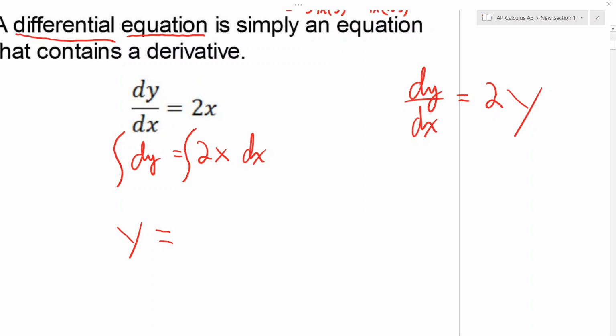Yeah, and this is a very easy example. The integral of 1, this is really a 1 in here. Integral of 1 dy is just y. Cool. And the integral of 2x dx is x squared plus c.